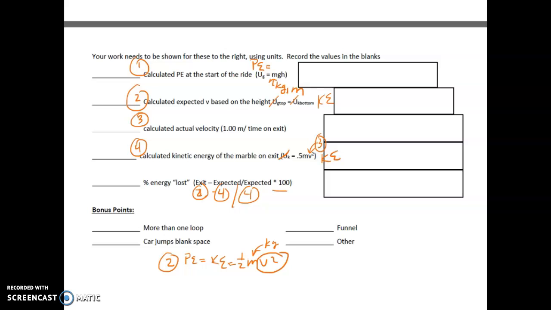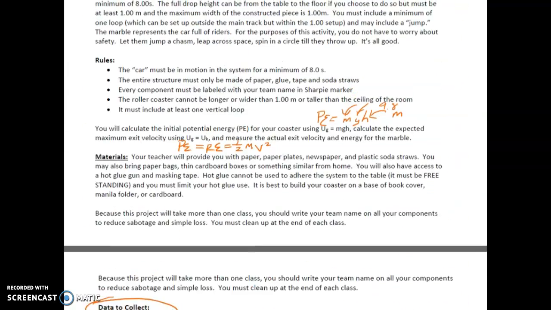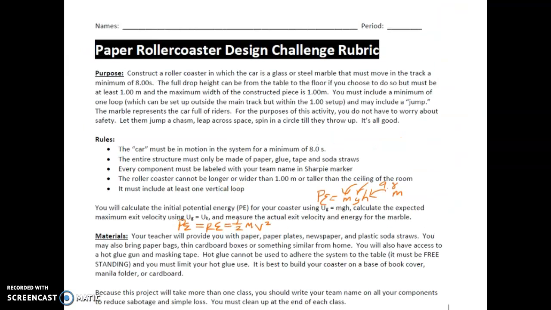That's super confusing. And then there's some bonus points if there's more than one loop, if there's a jump, if there's a funnel, or some other fun feature. So you'll be turning this in, filling all of this out, and if you have any questions, please let me know. Thank you.